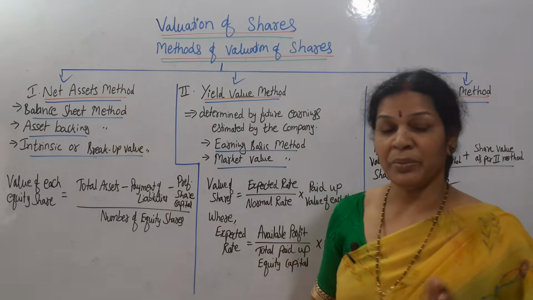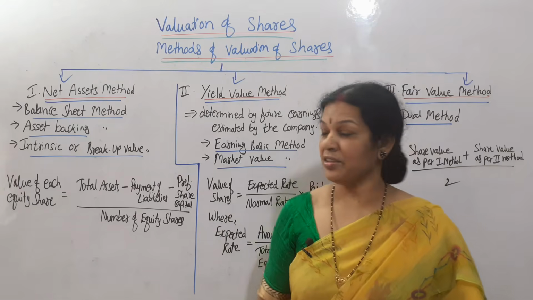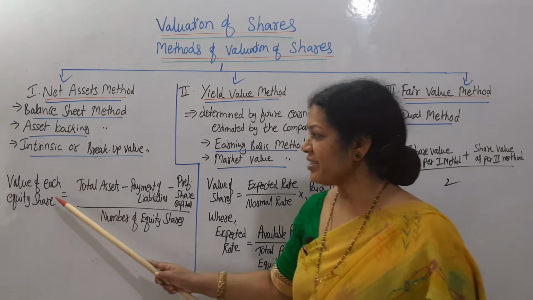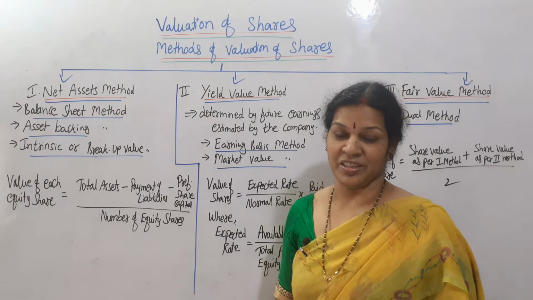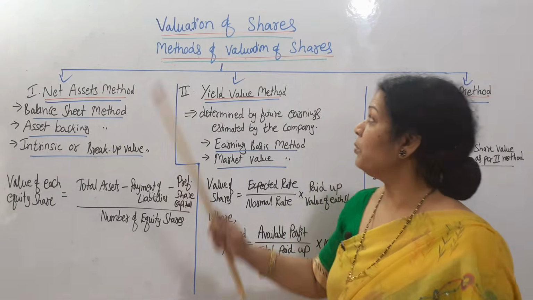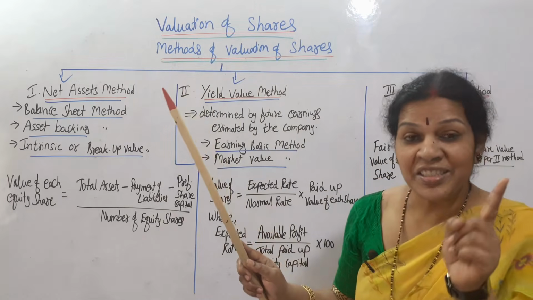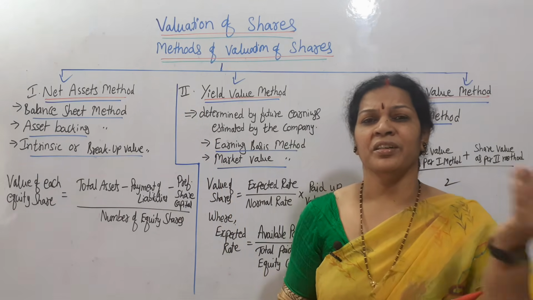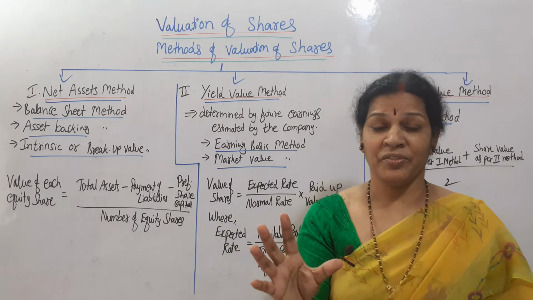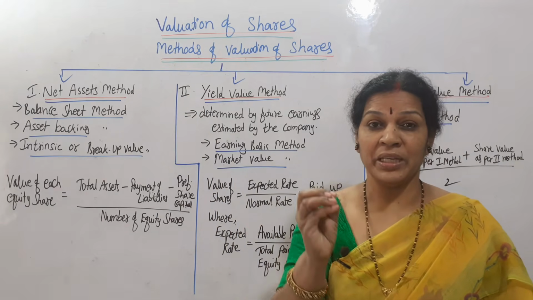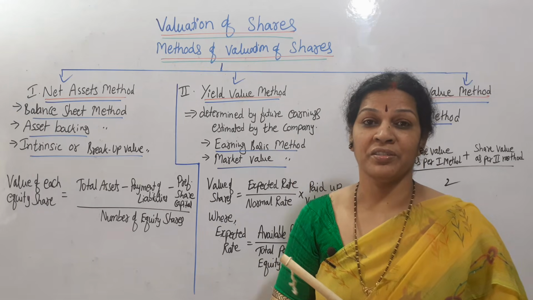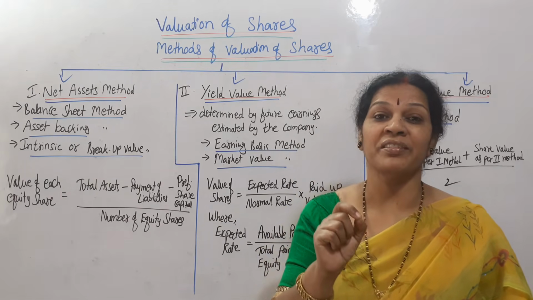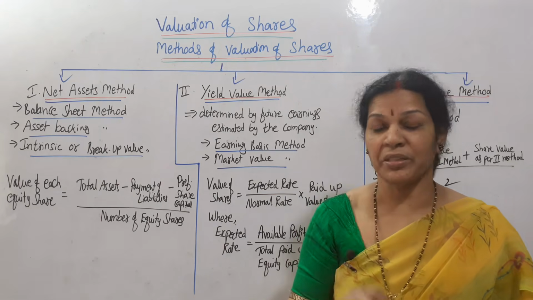Now in the net assets value method, how do we calculate the shares? There is a simple formula, and if you remember it, it is easy. The formula is the value of each equity share. Each equity share we want to value, not preference shares. Preference shares we don't consider as shares in fact, because the organization will be giving a fixed dividend to those preference shareholders. They are not the owners, so whenever we think about shares, that means equity shares only. Please remember this point, okay?